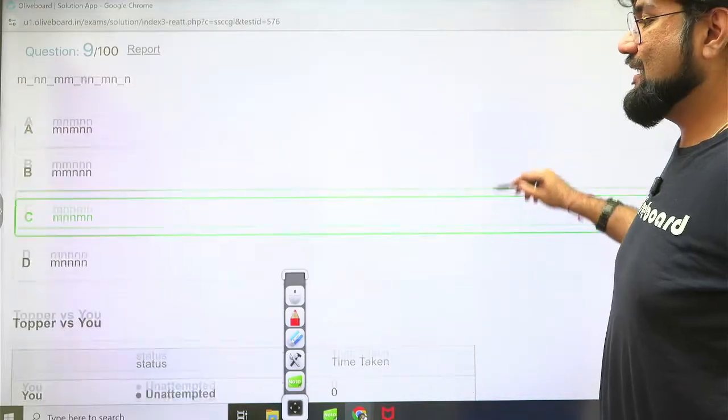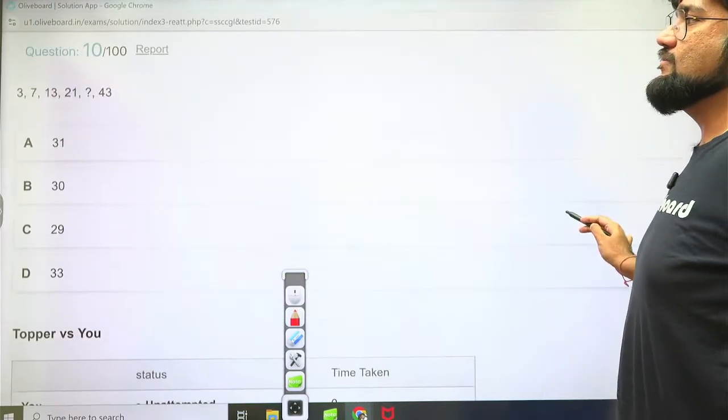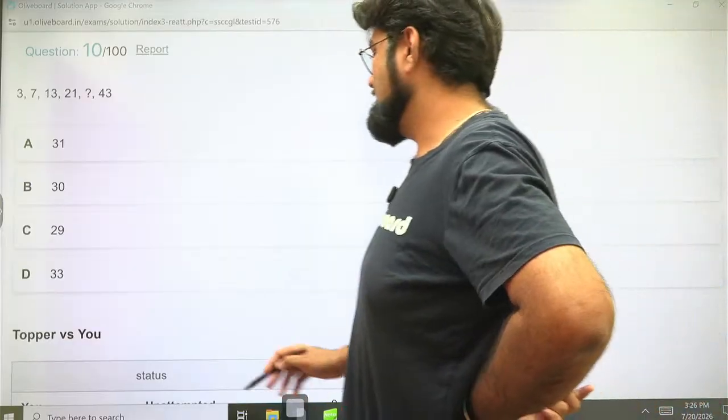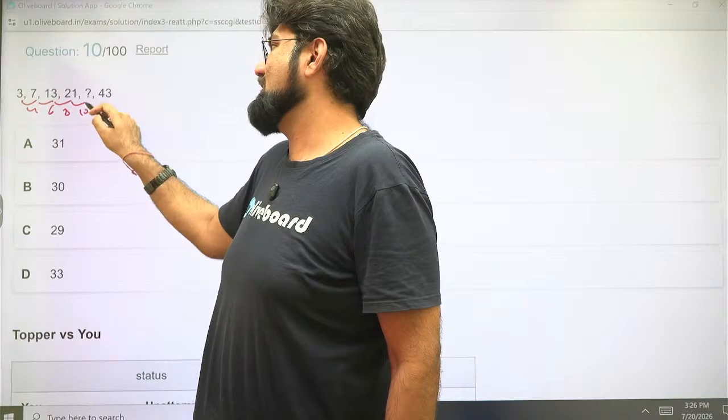Don't assume anything unless you observe everything. 45 seconds. Next. Find the missing term. Okay, pretty easy, I think. We'll find the differences right away. This is 4, this is 6, this is 8. Next one has to be 10 and next one has to be 12.